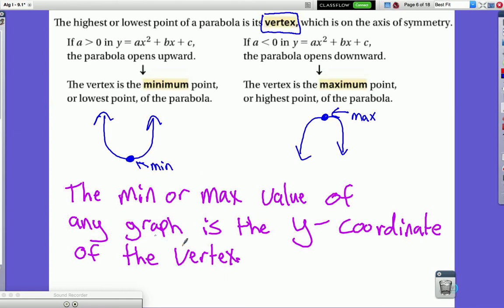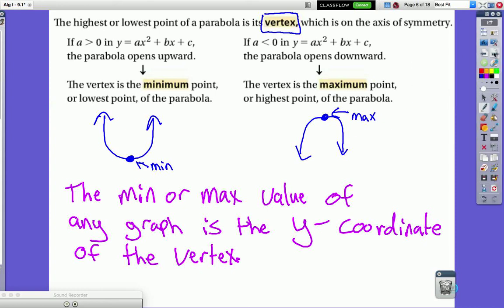One other thing you're going to need for the rest of this chapter: the min or max value of any graph is the y-coordinate of the vertex. The y-coordinate of the vertex. We'll use that later.